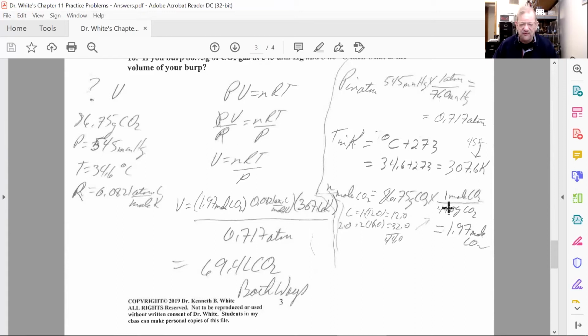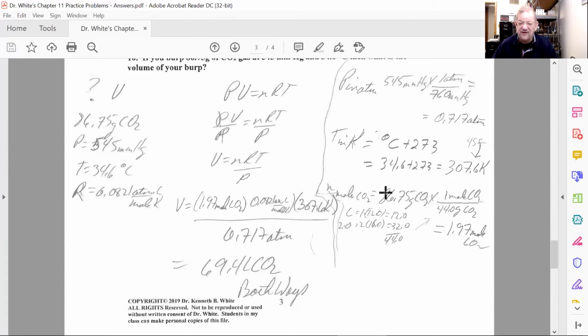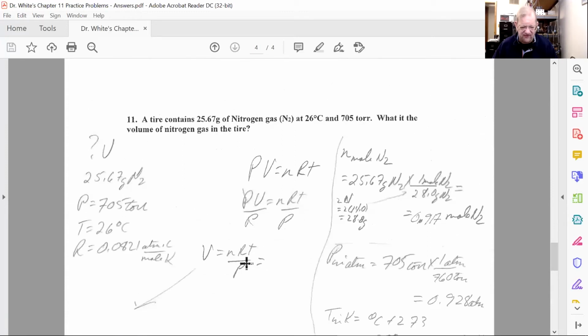N is moles. We calculated it, 1.97. R is the universal gas law constant, which is also important information for test number 3. Here it is. Temperature in Kelvin, there. Pressure, there. 3, 3, 3, 3, 3 significant figures.